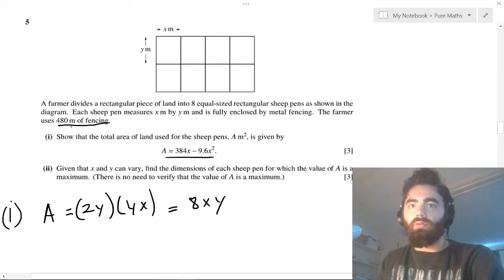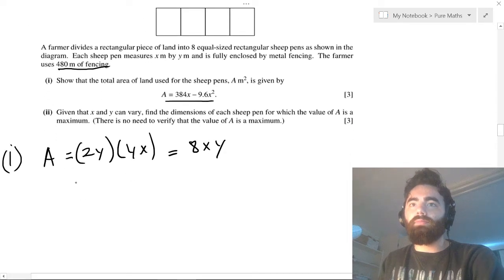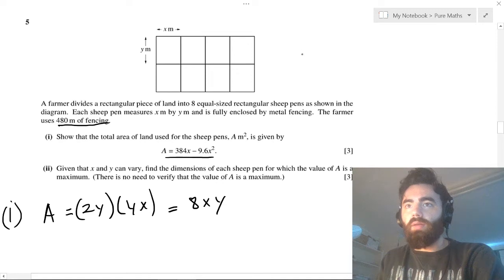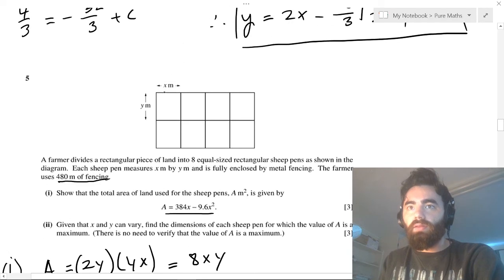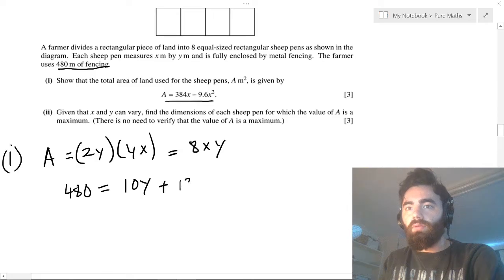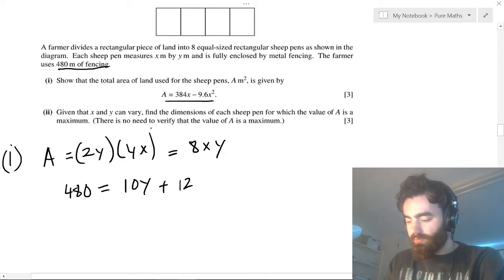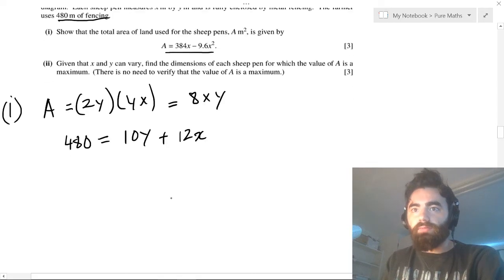And we know that the total amount of fencing is 480. So that means if we sum these all up, you've got 1, 2, 3, 4, 5, 6, 7, 8, 9, 10, 10y. So 480 will equal 10y plus 1, 2, 3, 4, 5, 6, 7, 8, 9, 10, 11, 12, plus 12y, x. So that's equal to 10y plus 12x.